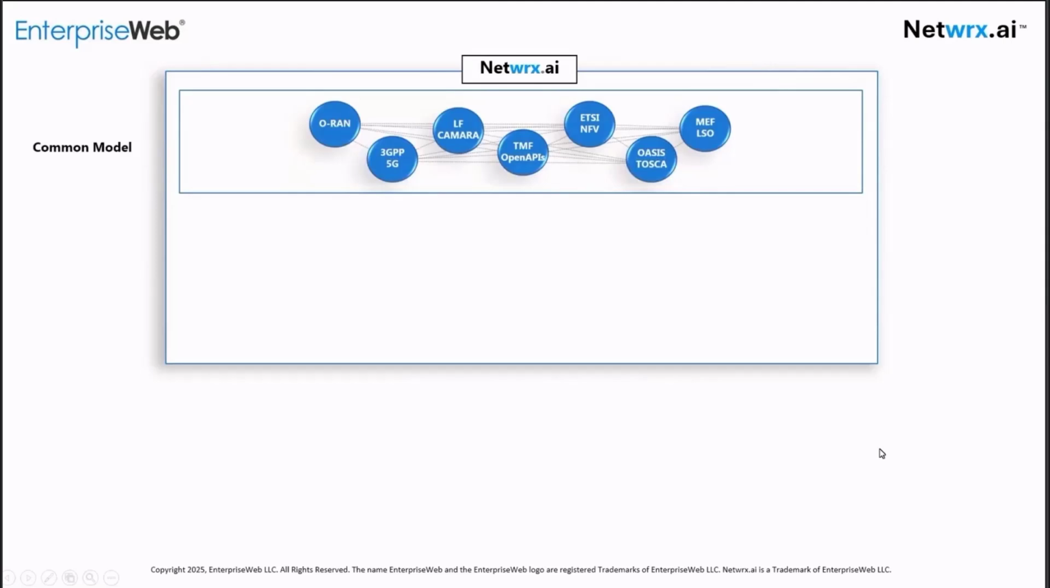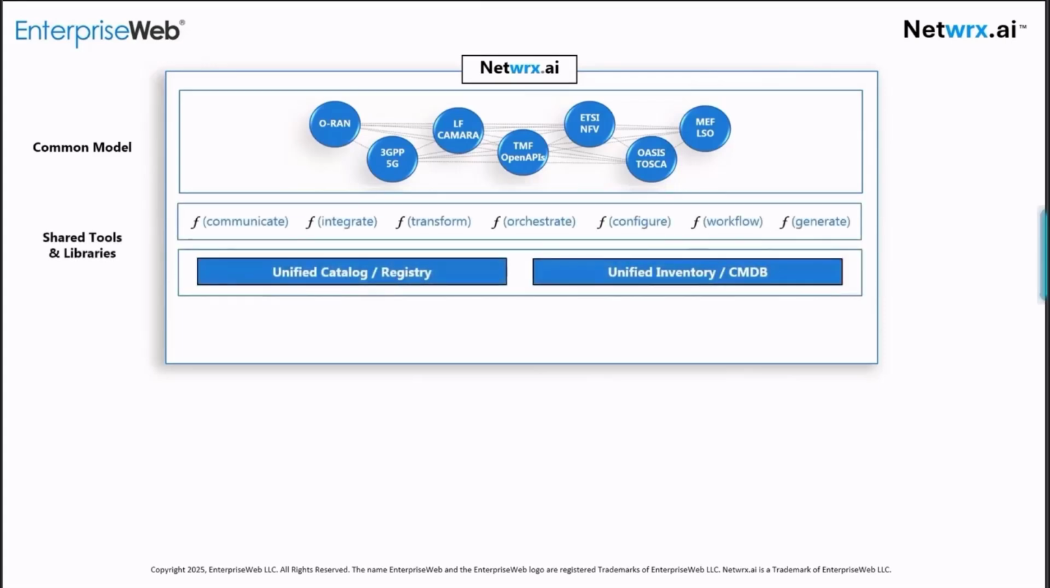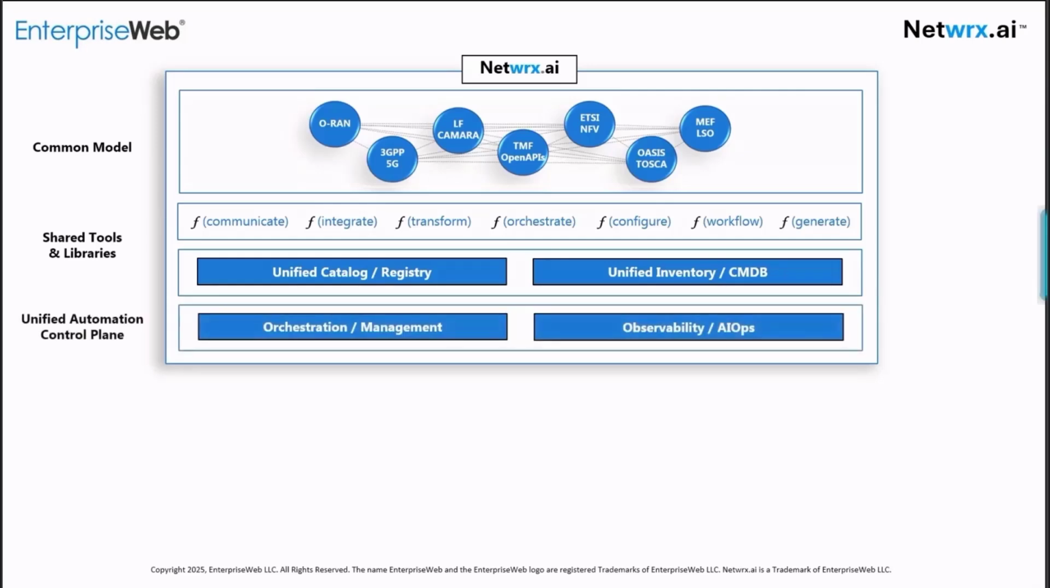So what does this look like architecturally? What we're suggesting is that you could have a common model with shared tools and libraries and a unified automation control plane over the top of the network. For the last 10, 15 years, the hyperscalers have gone over the top of your network and built services on top of that. Now, what telcos want to do is build services more flexibly over their network. And to do that, you need to essentially go over the top of your own network. You need a unified abstraction.